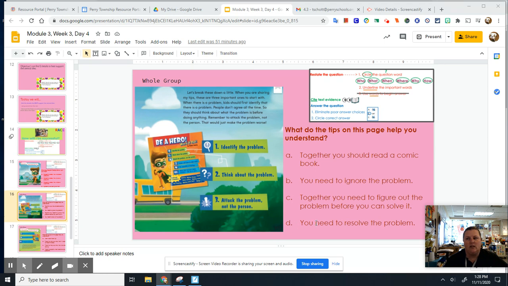Let's look at D. You need to resolve the problem. Yeah, that's true. I do need to resolve the problem. However, it doesn't tell me just that in the tips. The tips are saying identify the problem, think about the problem, and attack the problem. So the answer is C.